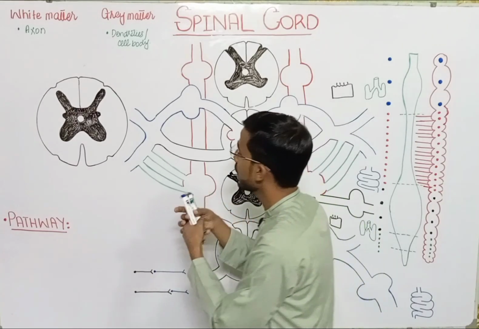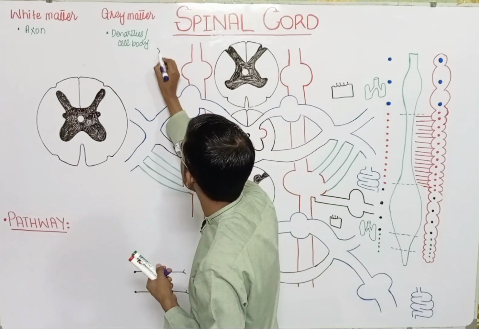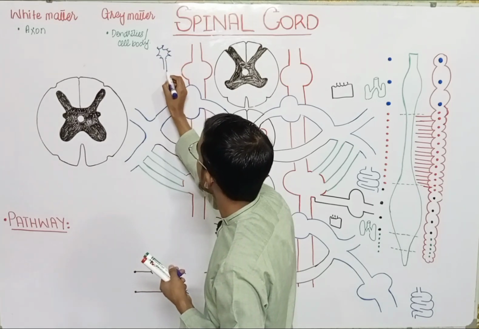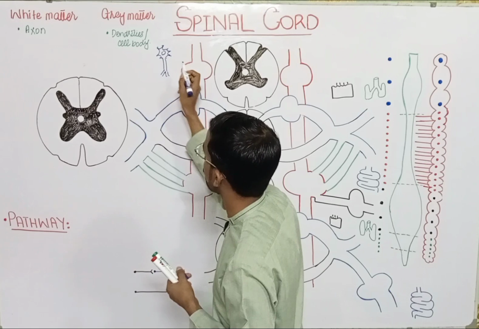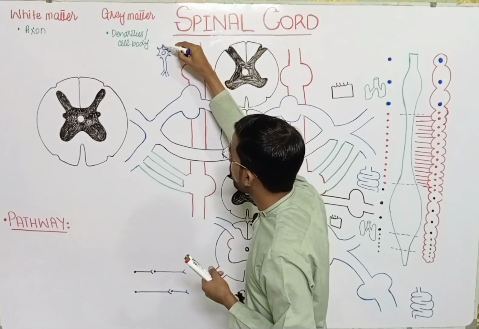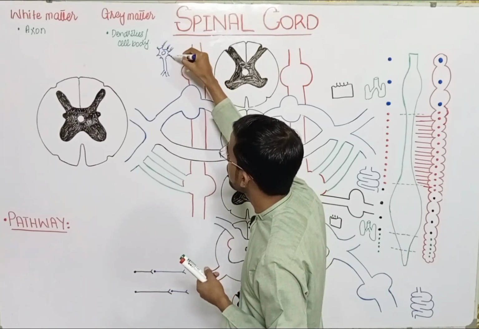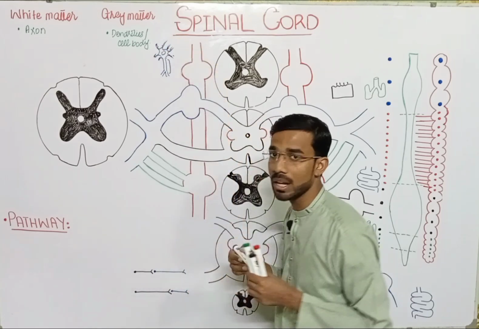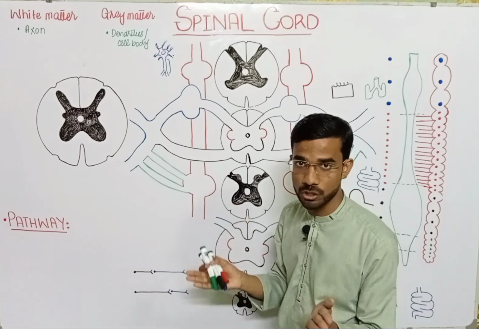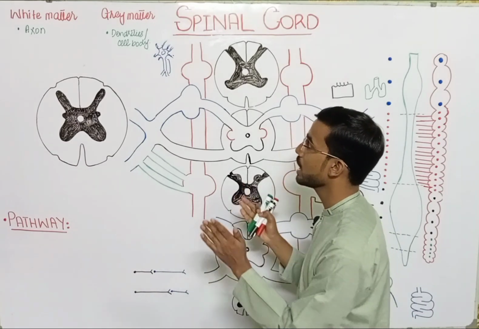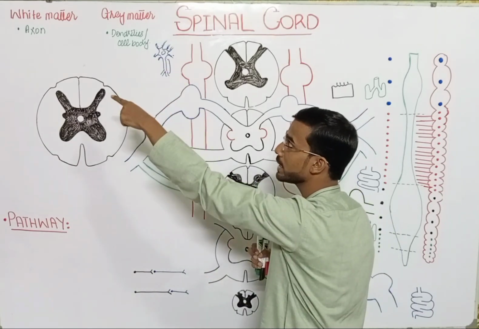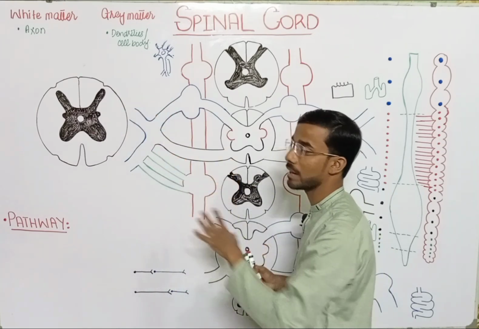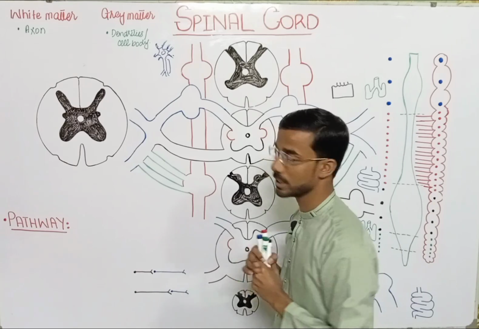So if you see here, this is actually the axon, and here you can see the cell body, and above the cell body you will see the different dendrites, and here is the axonal region, or you can say axon. So axons lie in the white matter, and dendrites and the cell body lie in the gray matter. So this is the thing.